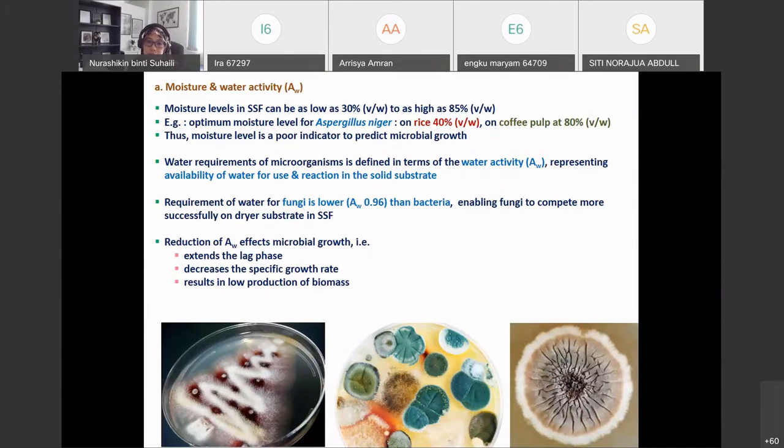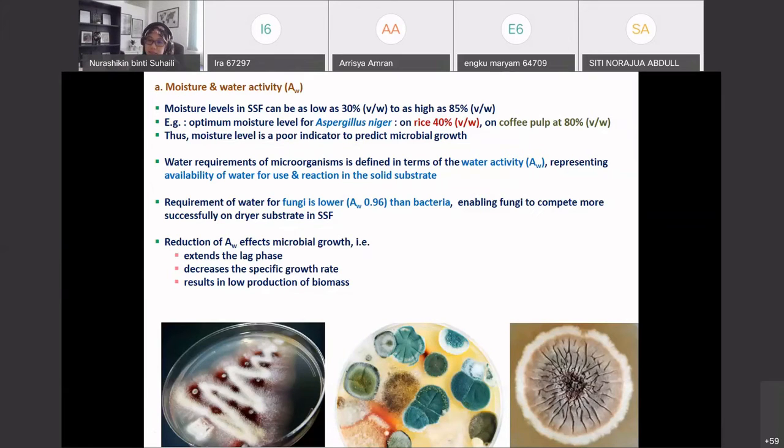And moisture is calculated in the form of percentage. Like you can see here, 30% volume per weight. Let's say you have 100 grams of powdered substrate, so 30% is based on that. You calculate 30% out of 100, how much?